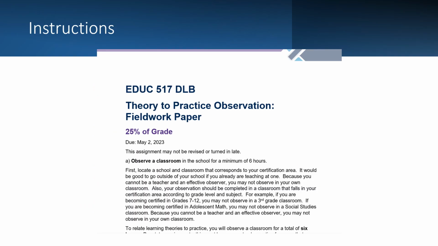Let's go over the instructions for the assignment. First of all, you need to locate a school or a classroom that corresponds to your certification area. So, for example, if you're in adolescent English, you're going to try to observe a middle or high school English classroom. No one should be observing an elementary classroom, as this is an adolescent course.